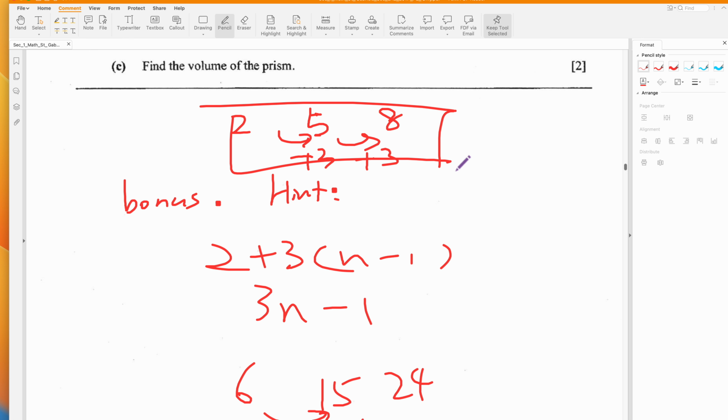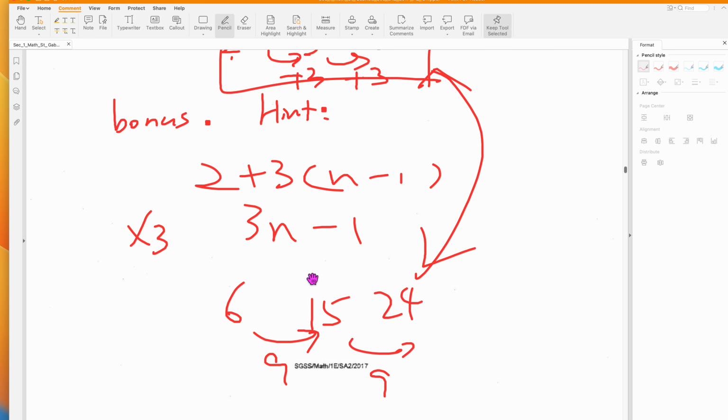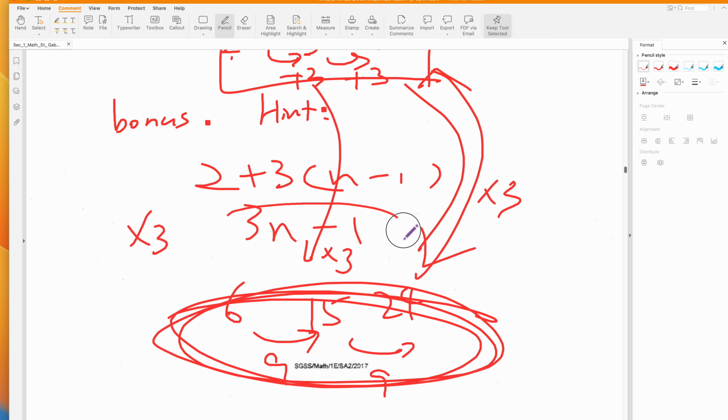They ask you how these two are linked together. Okay, so if you look at this, you can see from 2 to 6 is times 3, then 15 is also times 3. So in order to get this pattern, you just take this times 3, no?